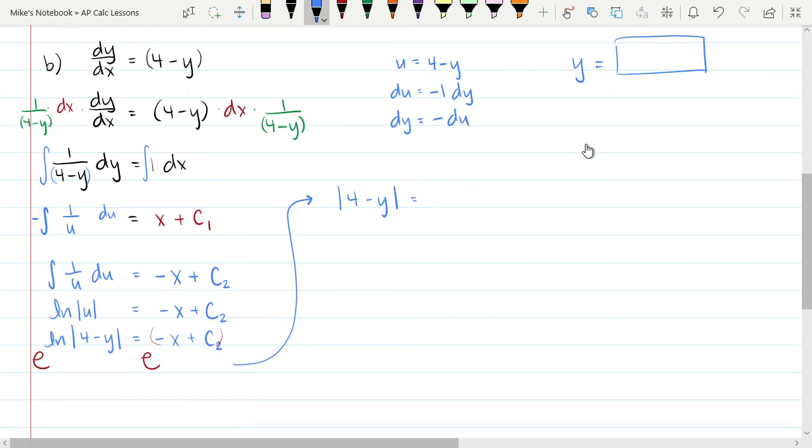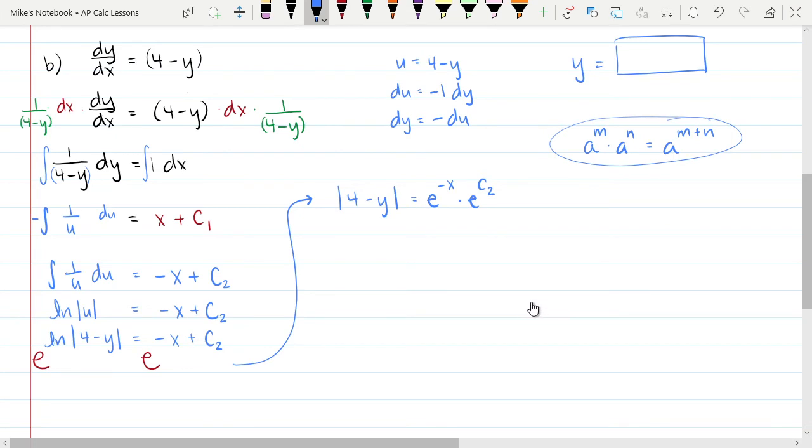Now you might recall from your exponent rules that if I have a to the m times a to the n, that equals a to the m plus n. It's the sum of the powers. And that's exactly what's happening right here. These two exponents are being added together. So I could break this apart into e to the negative x times e to the c sub 2. All right, so again, that's based on this exponent rule right here.